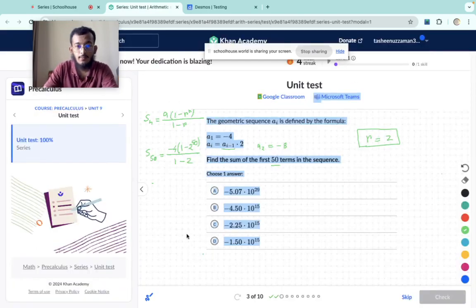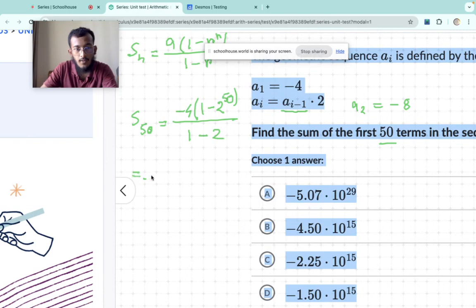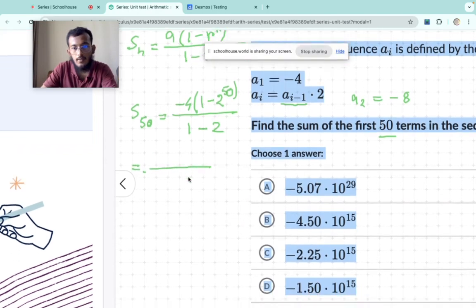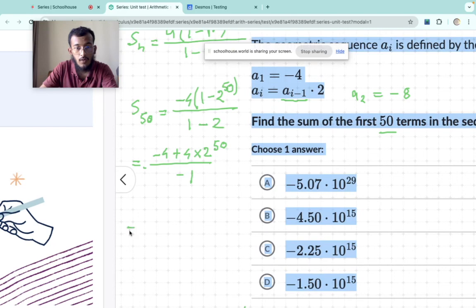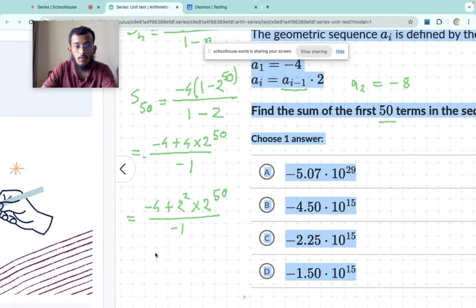So if we calculate this, we should be able to find the sum of the first 50 terms, which will be equal to -4 plus 4 into 2 to the power 50 divided by -1. -4 plus 4 can be written as 2 squared into 2 squared into 2 to the power 50, divided by -1.